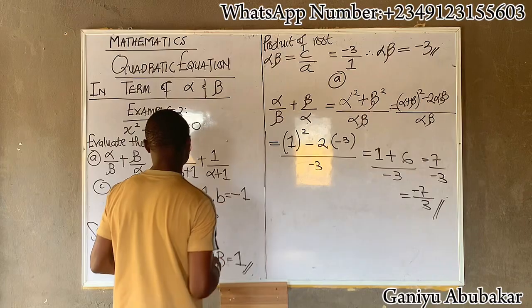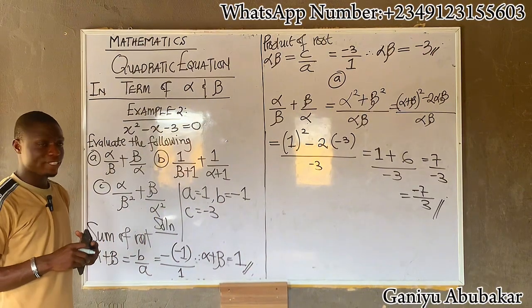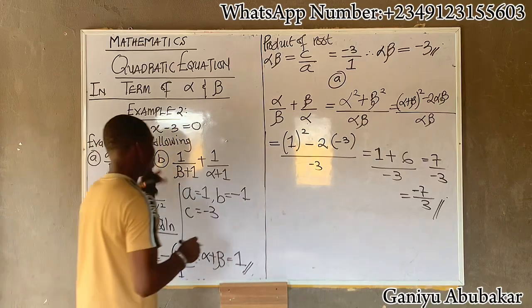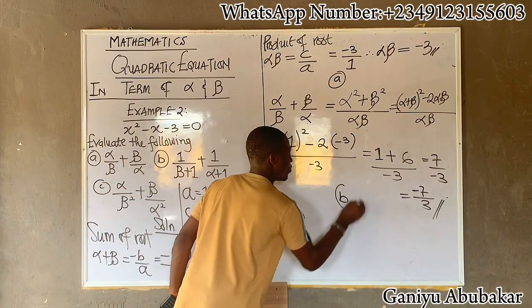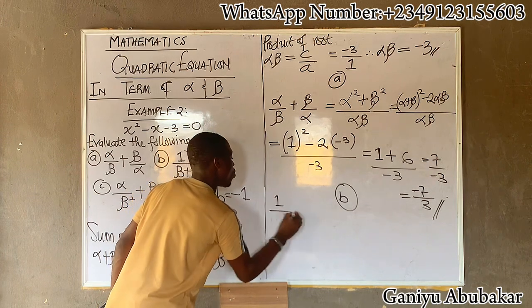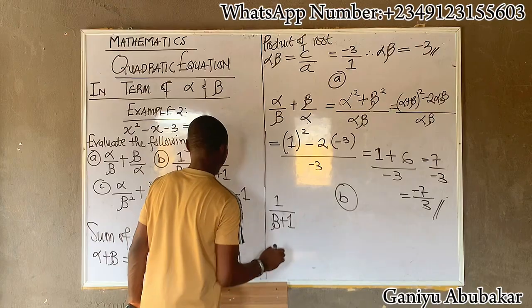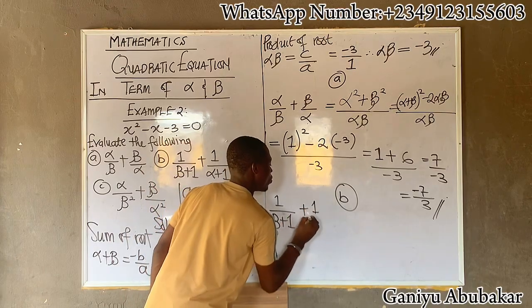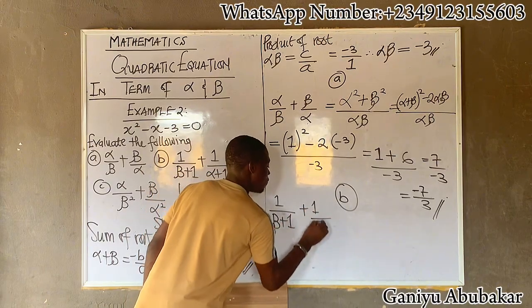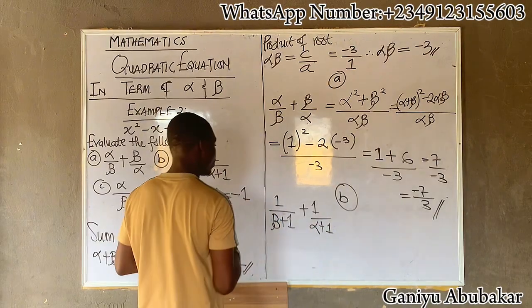All right, let me do B and you do C for me, and leave your answer in the comment section. Do C for me. Let's do B. For B, I have 1 over beta plus 1 plus 1 over alpha plus 1. All right. So how do you solve this problem too?